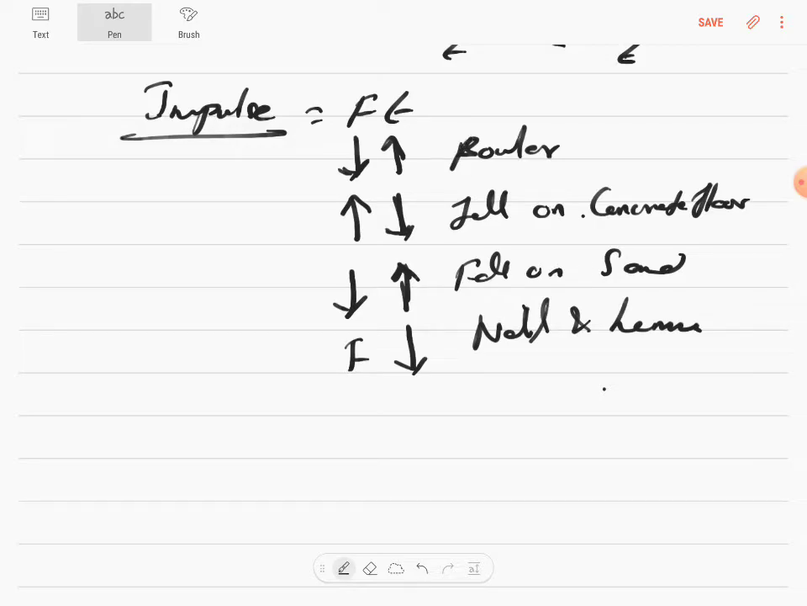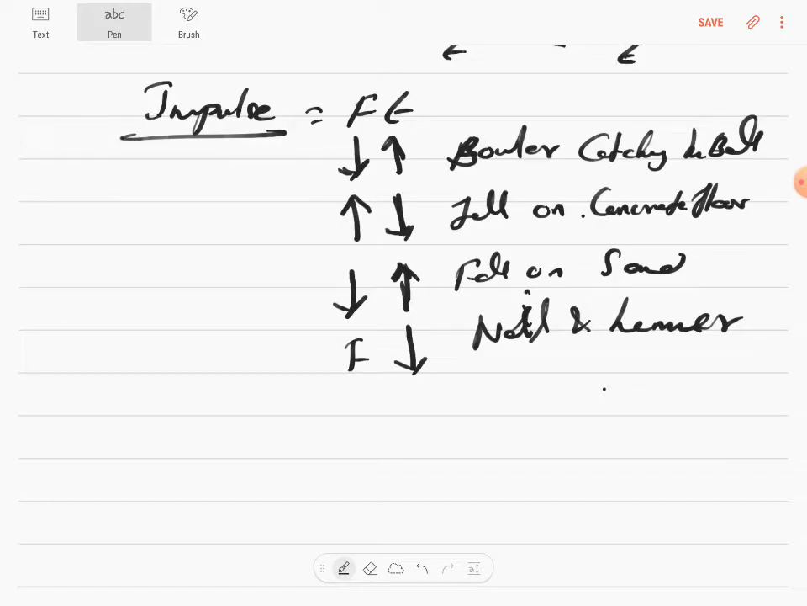What is this? This is about a bowler catching the ball. And this is about when you fall on the concrete floor versus when you fall on sand. And the nail being hit by a hammer on the wall. So you know all these examples and how impulse works and how you come across a new term called impulse. How is this related to Newton's second law?